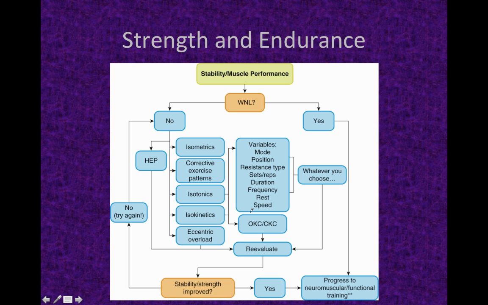What can you mess with? The type of exercise, what position the person is in, what resistance you are using, sets and reps, and so on. You're going to have a whole lab spent on this. Here's open kinetic chain and closed kinetic chain, and this also factors in whatever you choose. So what's going to be a good fit for that person based on what they need?